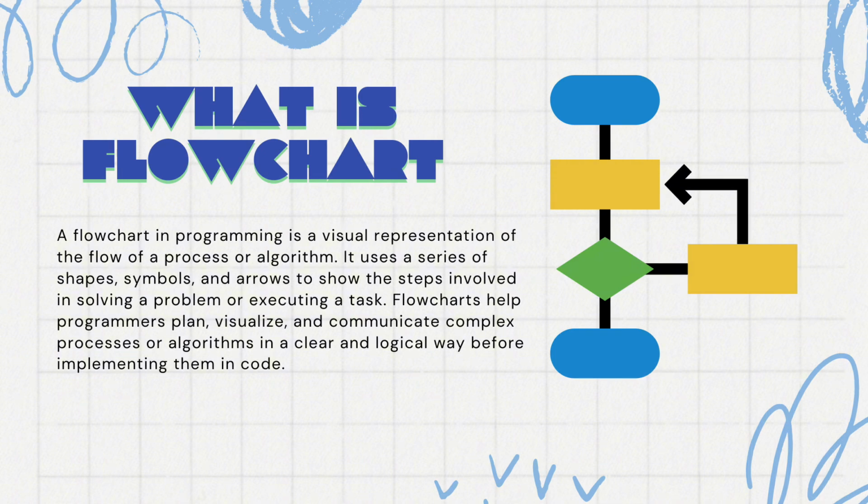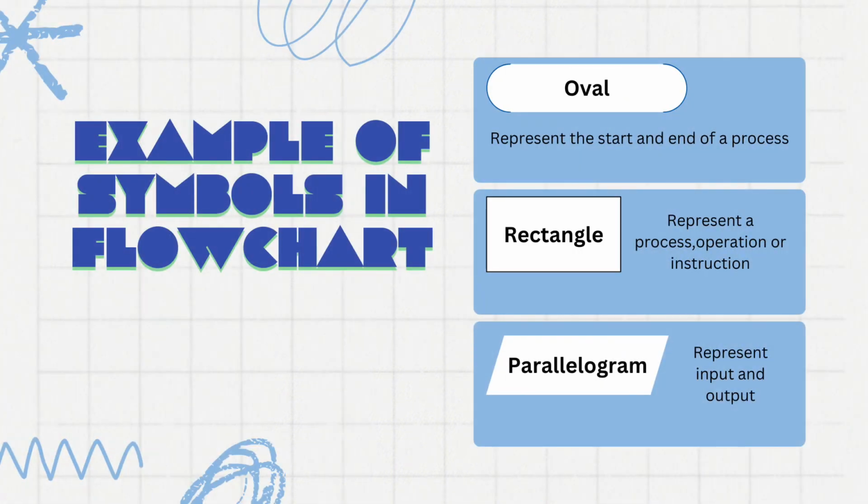implementing them in coding. There are many symbols in a flowchart that have their own representation. For example, the shape of an oval represents the start and end of a process. The shape of a rectangle represents a process, operation, or instruction. And lastly, the shape of a parallelogram represents input and output in the flowchart.